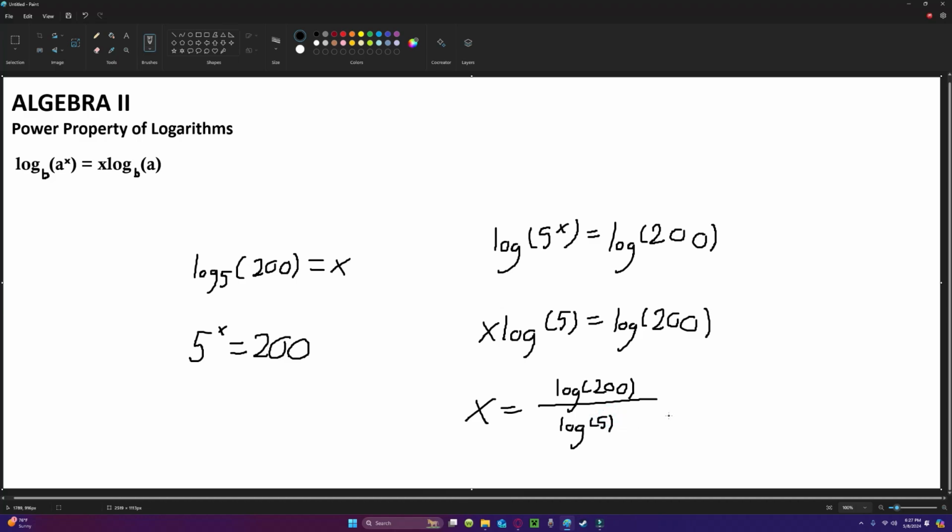And with this, you get an answer of approximately 3.2920. So these are basically how you solve these types of problems.